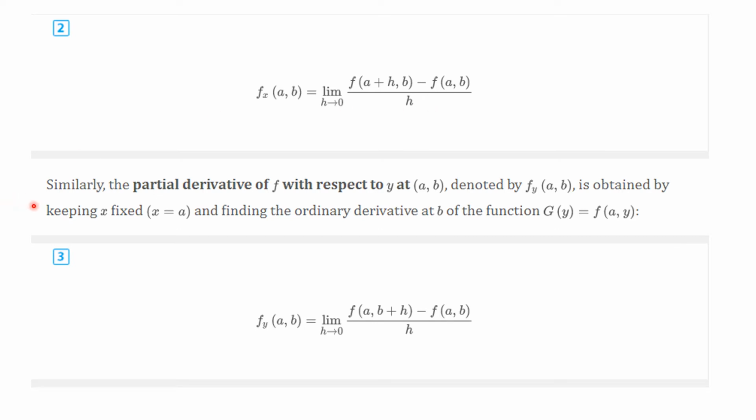Similarly, the partial derivative of f with respect to y at a b, denoted by f sub y of a b, is obtained by keeping x fixed. X is fixed in this discussion at x equal a, and finding the ordinary derivative of this function, capital G of y equal f of a comma y, but evaluating it at b. That is, f sub y at a b is equal to the limit as h goes to 0 of f of a comma b plus h minus f of a b divided by h.